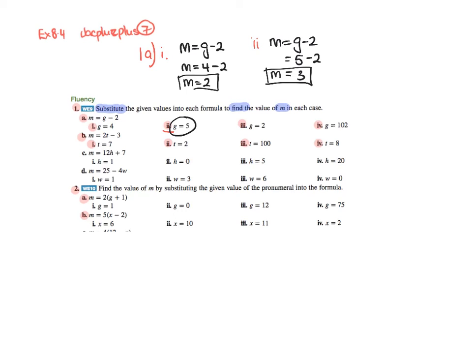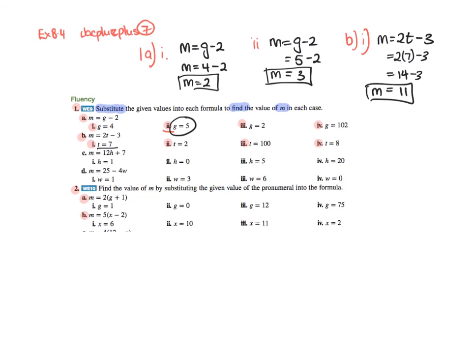We might do b, i, because it's a little bit different. The formula says that M equals 2 times T minus 3. And then they're asking me, what about when T equals 7? So it'd be 2 times 7 minus 3, which would be 2 times 7 is 14, minus 3, so it equals 11. Okay, so M equals 11.